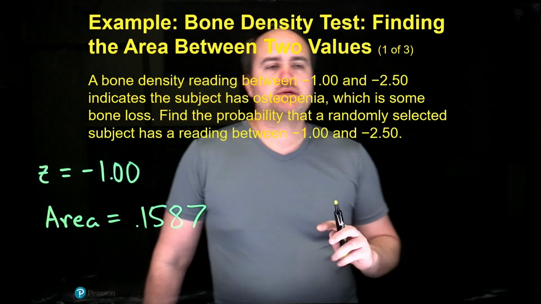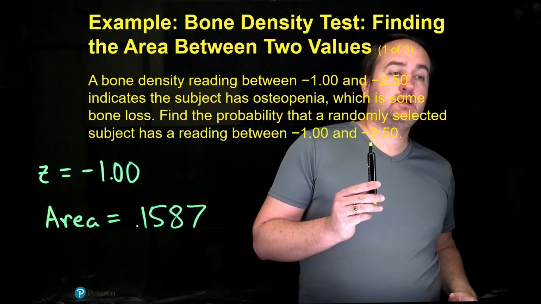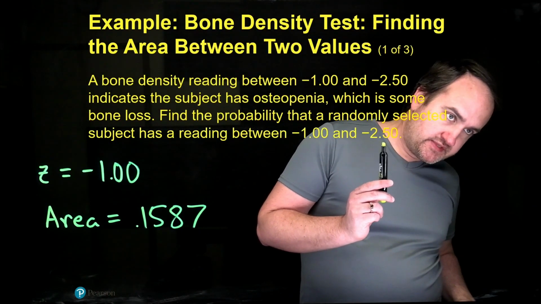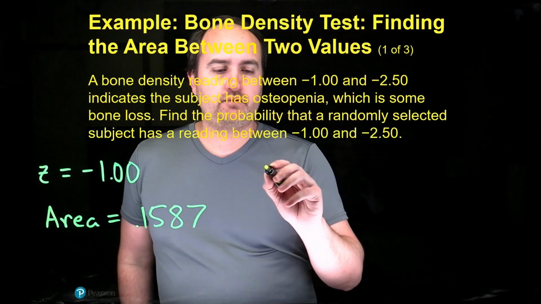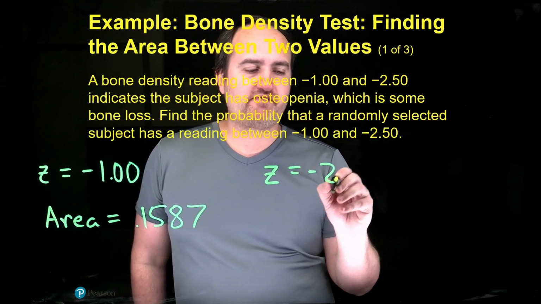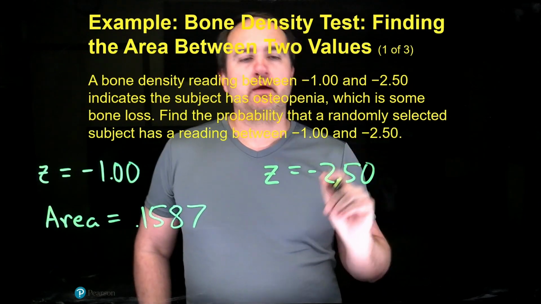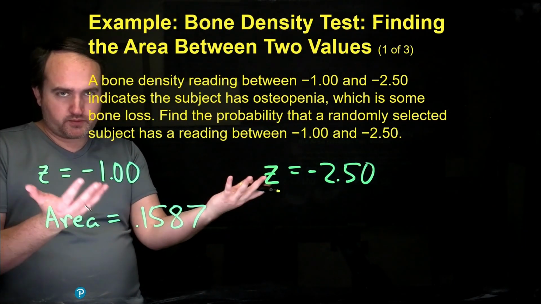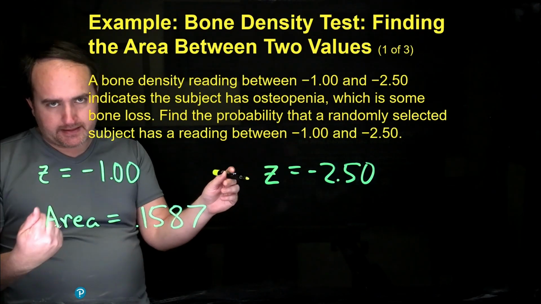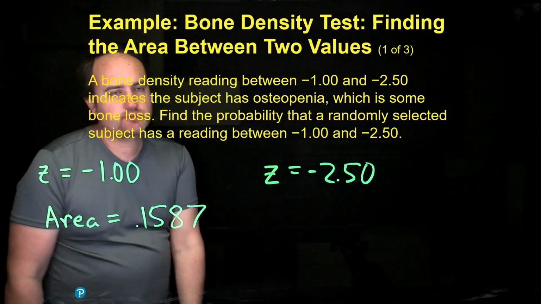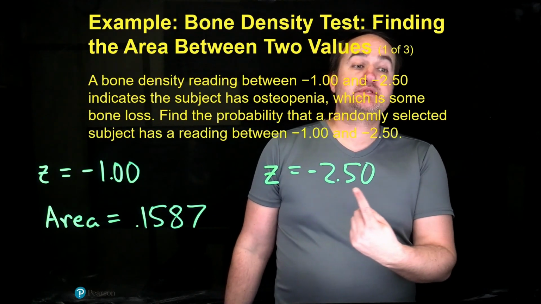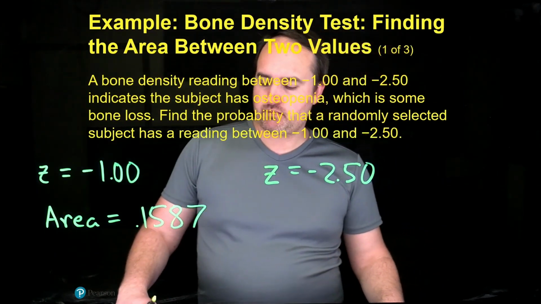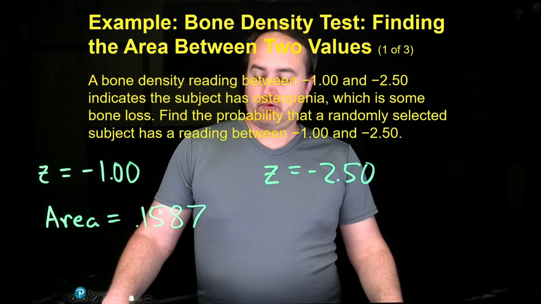Okay, and then the one that we still need to look up here would be the area to the left of z equals negative 2.50. Once we have an area for that, we can decide which one's the larger area and which one's the smaller area, and then subtract. And that will give us our answer. So let's look up z equals negative 2.50 in the table.